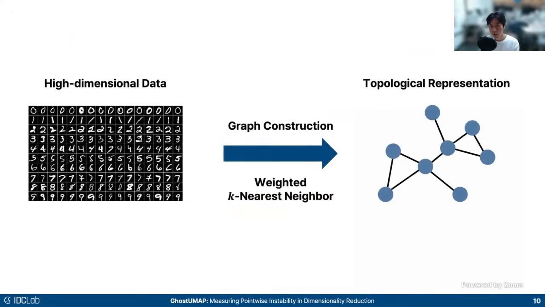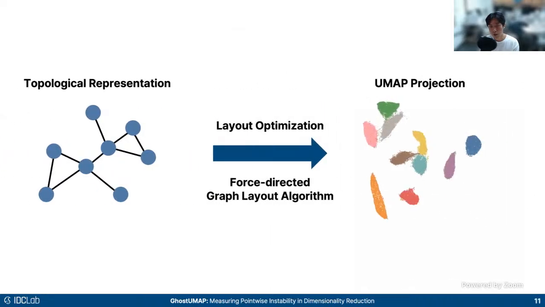Before discussing Ghost UMAP, let me briefly introduce UMAP. UMAP has two main phases. First, in graph construction, it transforms high-dimensional data into a topological representation, reflecting the relationship between data points in high-dimensional space. In the layout optimization phase, UMAP simulates both attractive and repulsive forces between points using the topological representation to optimize the lower dimensional projection.